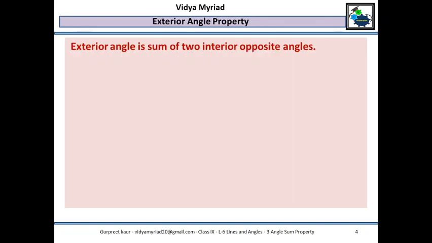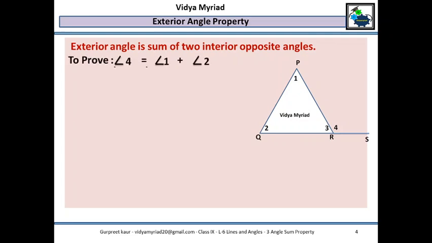Next property, which is the exterior angle property, very important. It says that exterior angle is the sum of the two interior opposite angles. First, let's draw the diagram. See, the diagram is like this, and I have named 1, 2, 3 and 4. Your 4 is your exterior angle, and it says that your 4 is equal to the sum of two interior opposite angles, which means I need to prove that angle 4 should be equal to angle 1 plus angle 2.